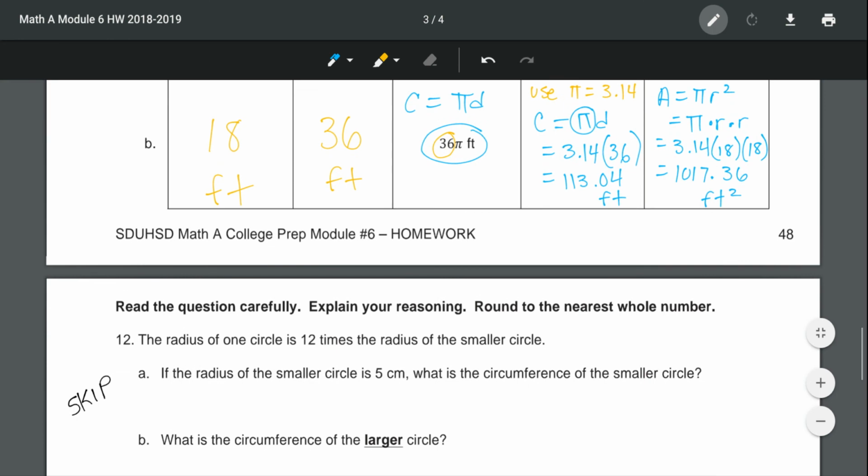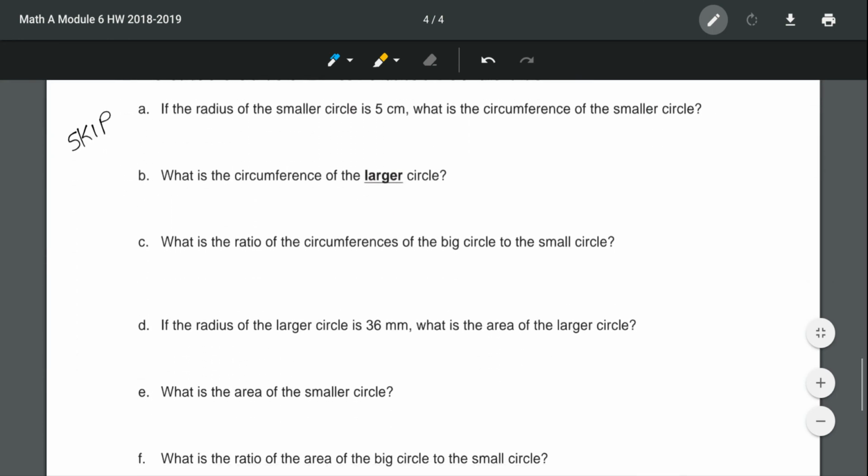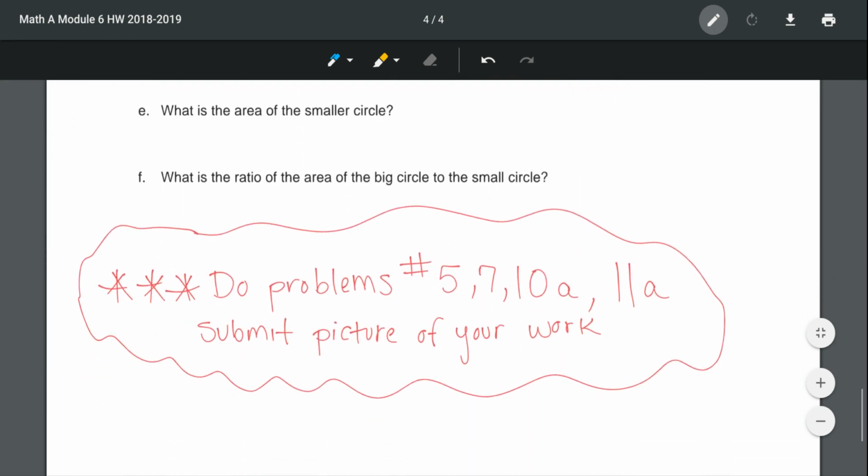Okay, so you can skip number 12. So please remember to do problems 5, 7, 10A, 11A, and then submit a picture of your work.